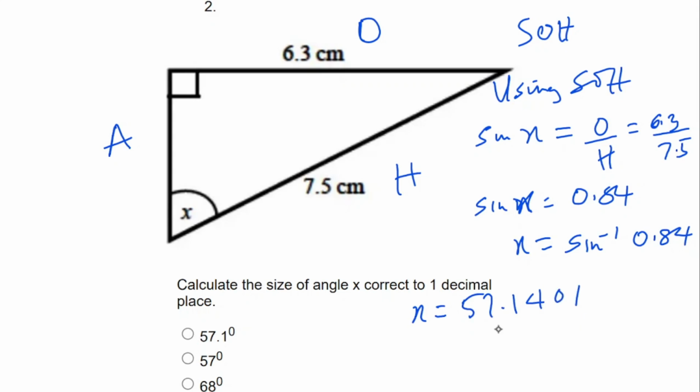57.14001. But the question says to one decimal place, and to one decimal place we stop at 1. The next digit after 1 is 4, which means we round down. That's 57.1 degrees, which is this option as well. I hope this is very clear.